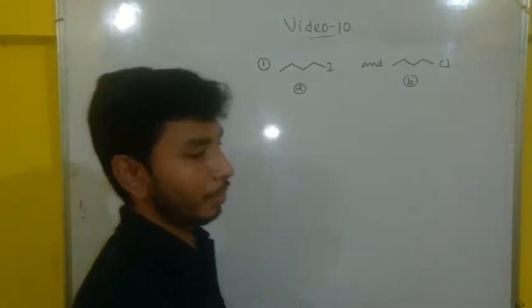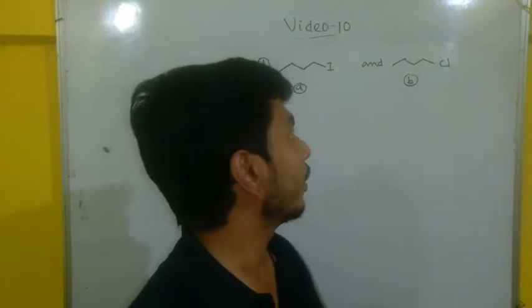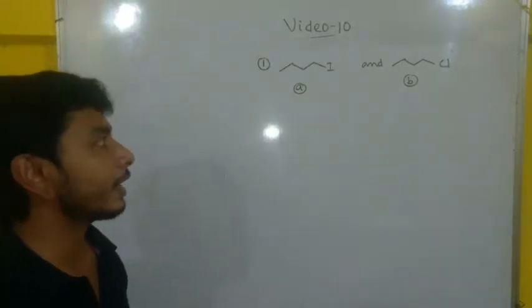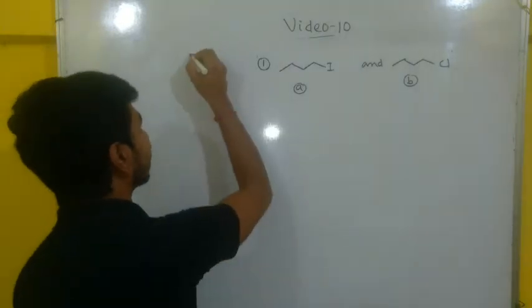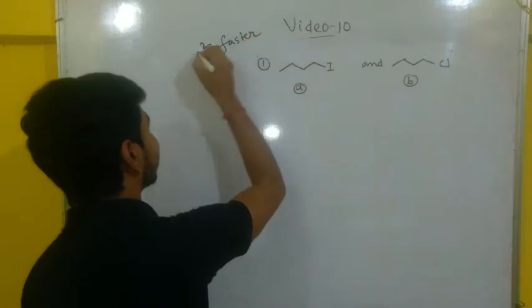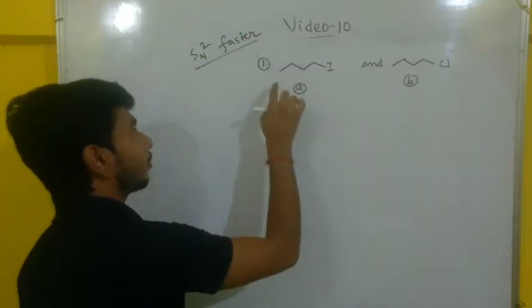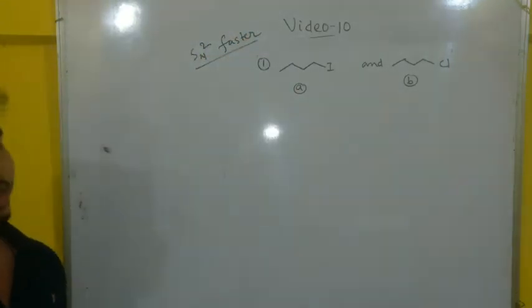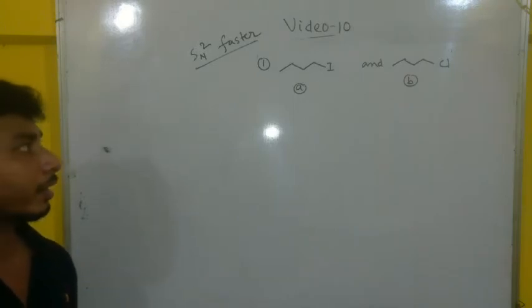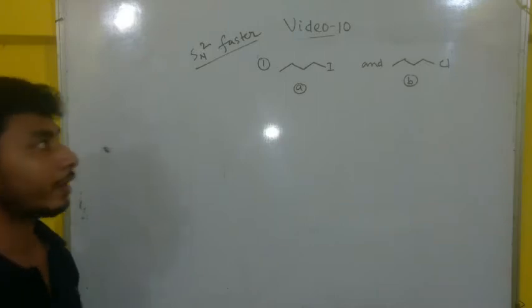Now there are two compounds given. The question is, which one will react faster by SN2? SN2 reaction depends upon three conditions. First is the nature of the alkyl halide.